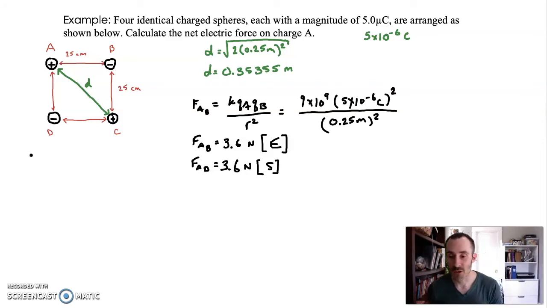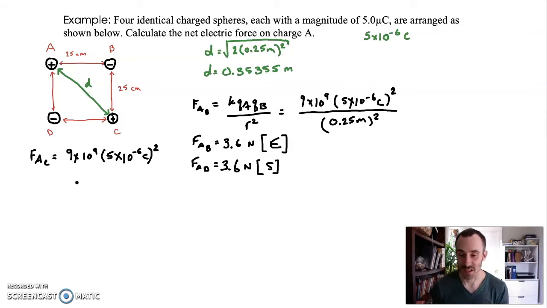Now the final thing that we're going to do is the force on A because of C. The force on A because of C is k Q_A Q_C over r squared. But we're not going to write that all down. We're going to put the numbers in right away. 9 times 10 to the 9 times 5 times 10 to the negative 6 coulombs times 5 times 10 to the negative 6 coulombs, because they're both the same charge, divided by r squared.